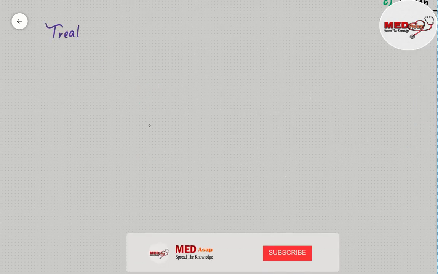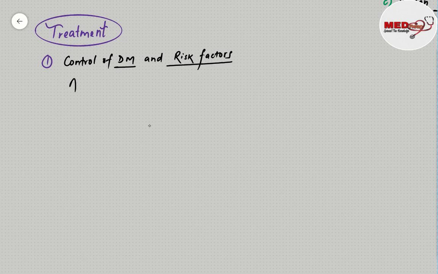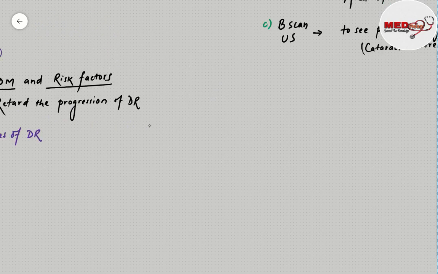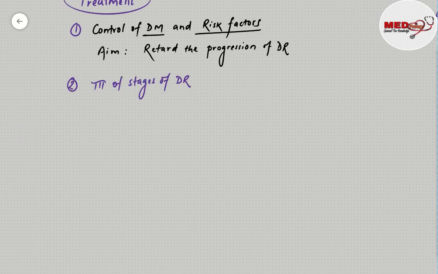Now let's move into the treatment of diabetic retinopathy. We can study the treatment of diabetic retinopathy in three sections. One is the control of diabetes mellitus and the other risk factors present. Here the aim is to retard the progression of diabetic retinopathy. The second section of the treatment is the treatment of the stages of diabetic retinopathy, and the third section is treatment of the complications. So let's discuss the second section first, then we will go into the third section.